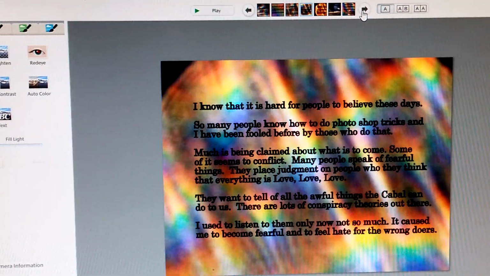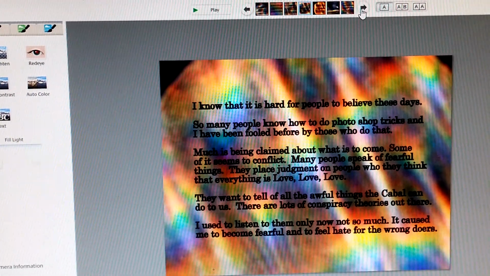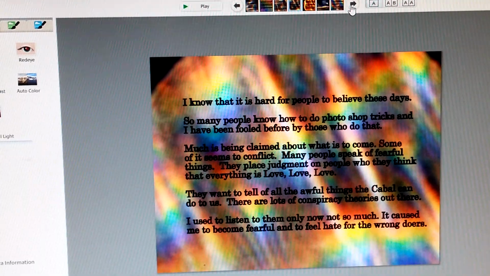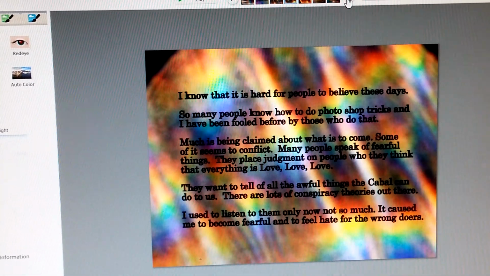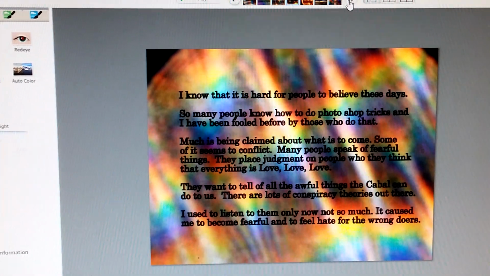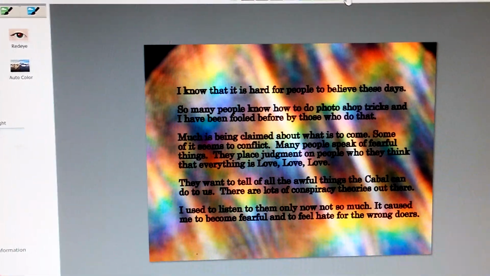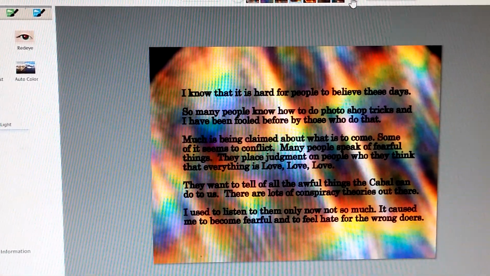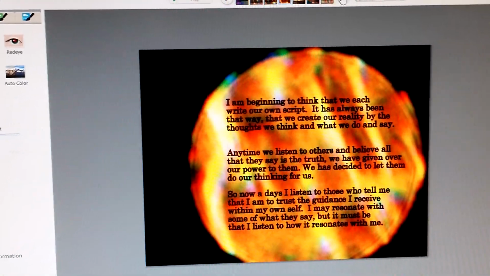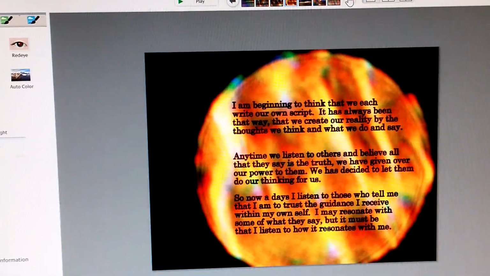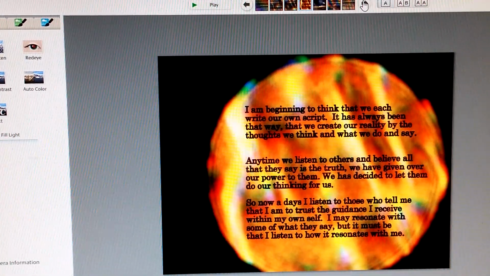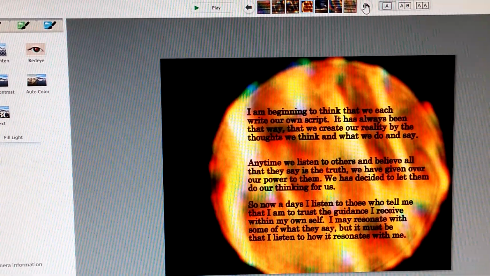They place judgment on people who they think that everything is just love, love, love. They want to tell of all the awful things the cabal can do to us. There are lots of conspiracy theories out there. I used to listen to them, only now not so much. It caused me to become fearful and to feel hate for the wrongdoers. I am beginning to think that we each write our own script. It has always been that way, that we create our reality by the thoughts we think and what we do and say.